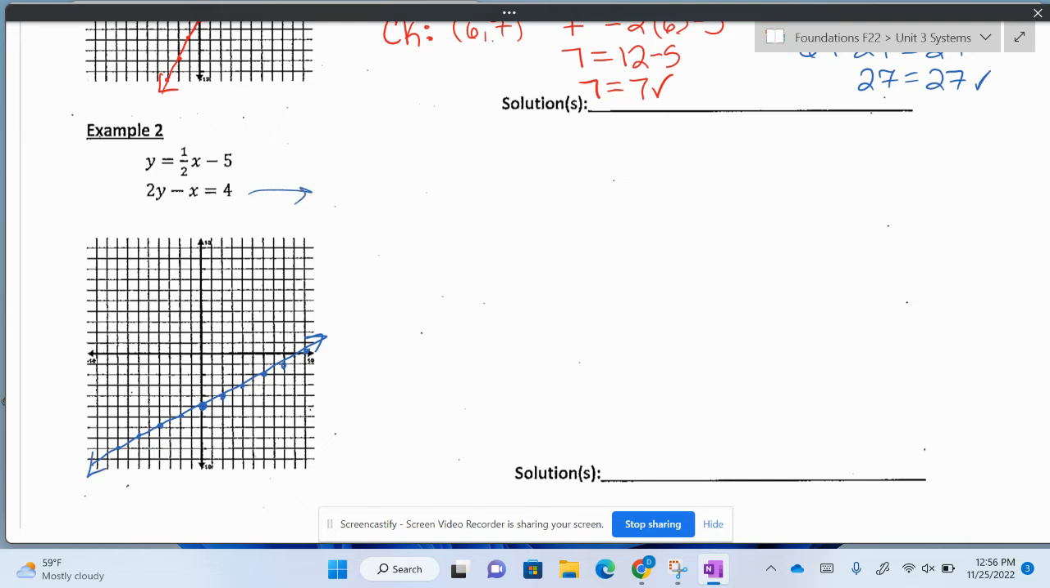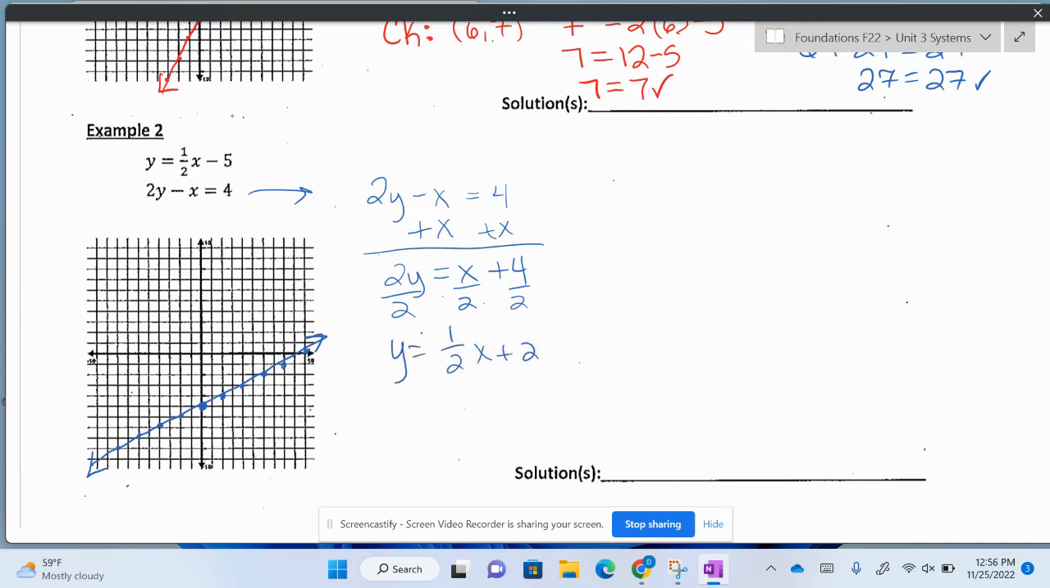The second equation, I have to solve for y. So I'm going to add x to both sides. That gives me 2y equals x plus 4. Then I'm going to divide every term by 2. So y equals 1/2 x plus 2. My slope is 1/2. My y-intercept is 2. So I'm going to begin at positive 2, go up 1, over 2, up 1, over 2.